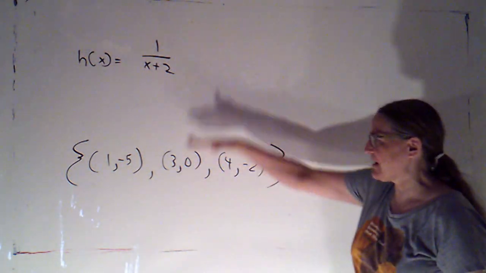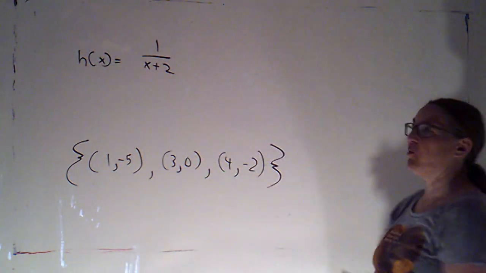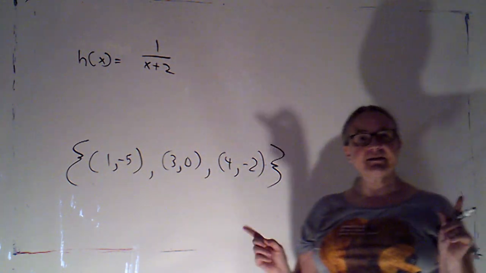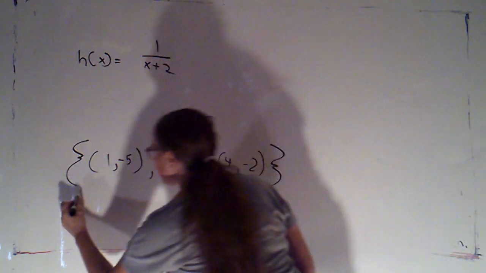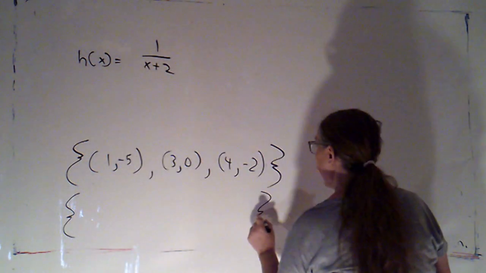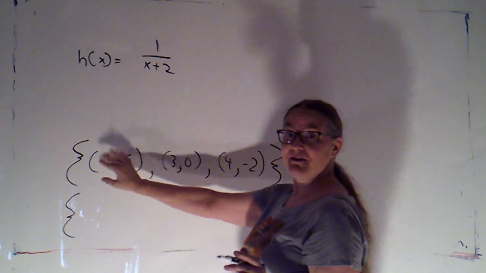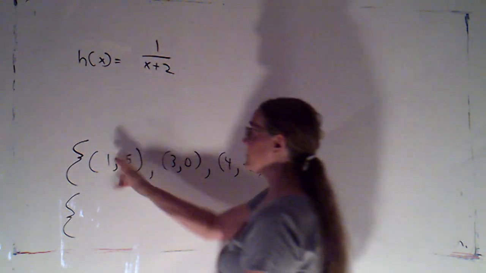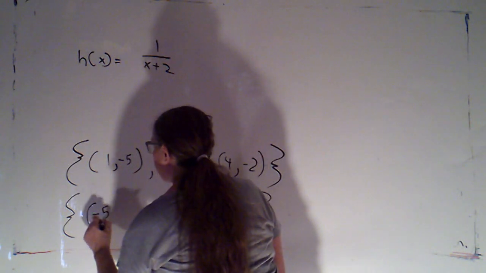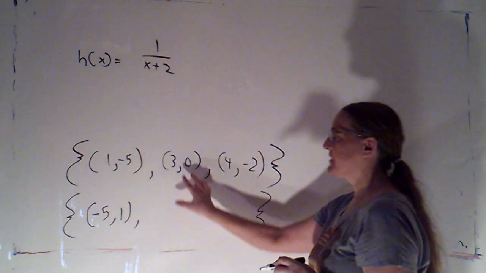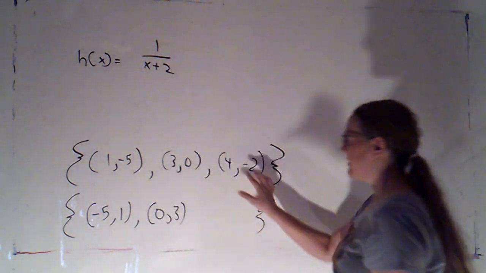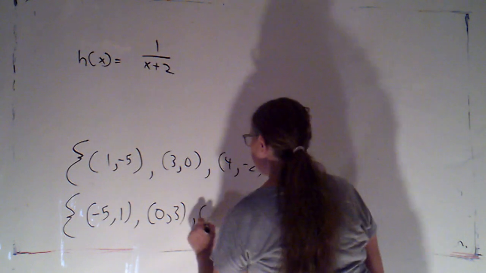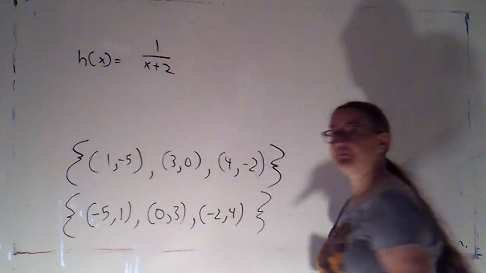I'm going to answer this second question first, just because that way I can clear the board space and then I've got the whole board to work with. Okay. We said that with inverse functions, we're just switching the roles of x and y. So I'm literally going to do that one point at a time for each of these 3 points. So (1, negative 5) becomes (negative 5, 1). (3, 0) becomes (0, 3). (4, negative 2) becomes (negative 2, 4).